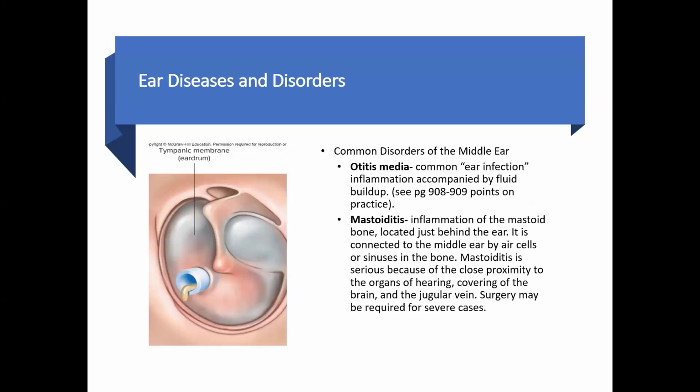Otitis media is a middle ear infection. Mastoiditis is inflammation of the mastoid bone, which is located just behind the ear. It's connected to the middle ear by air cells or sinuses in the bone. Mastoiditis is serious because of the close proximity to the organ of hearing, the covering of the brain, and the jugular vein. And you may need surgery for severe cases.